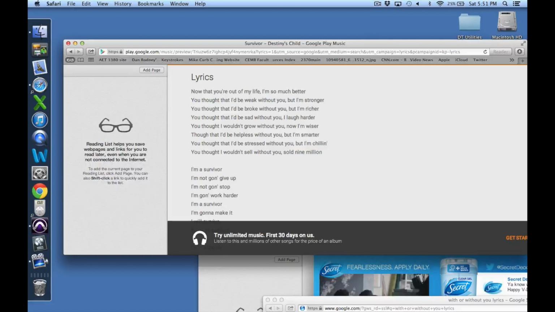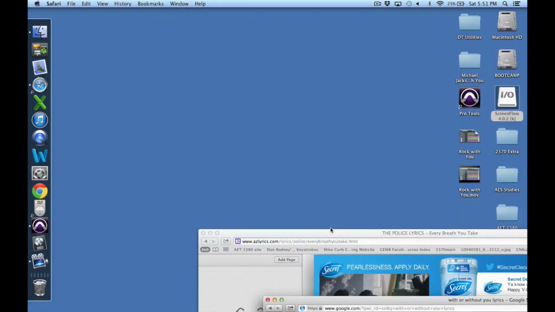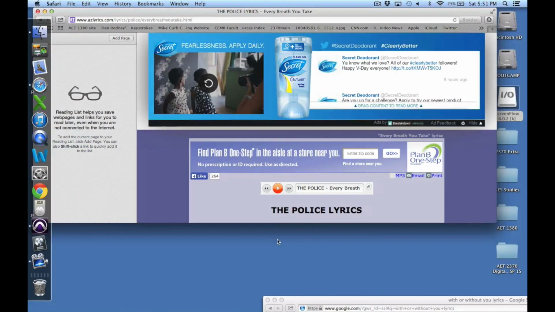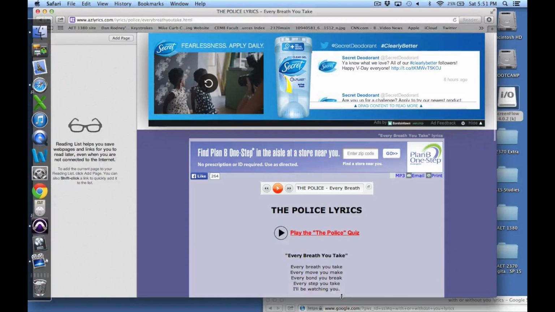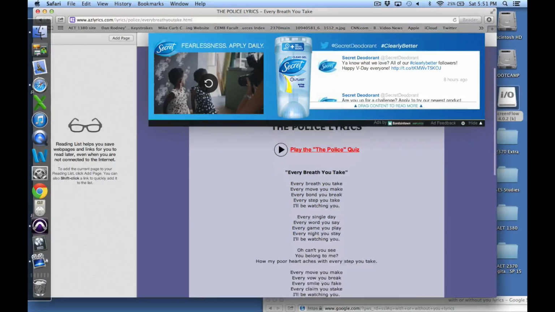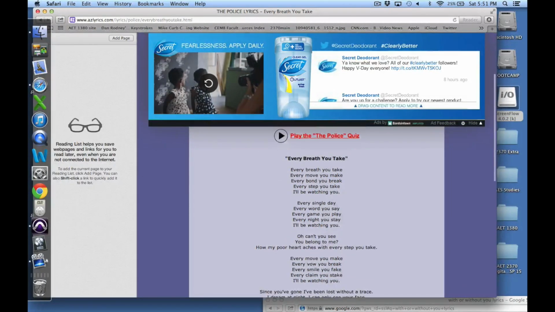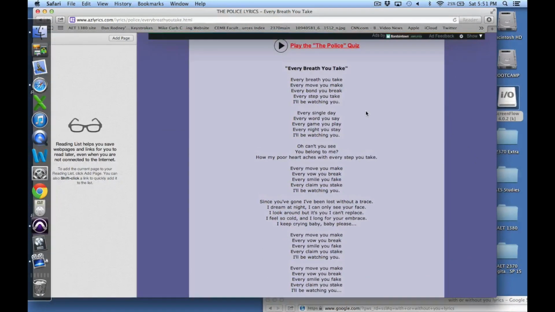One more song that I always think of that kind of uses the exact same technique as Destiny's Child did is Every Breath You Take, by The Police and written by Sting. It uses "every" as basically the hook throughout the whole song. Look how many times in this song "every" is repeated. Every.